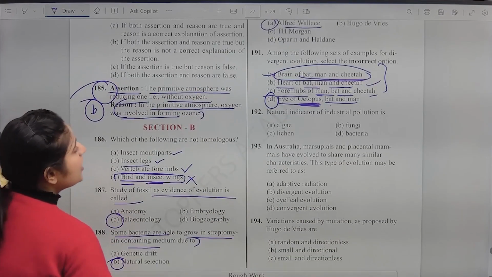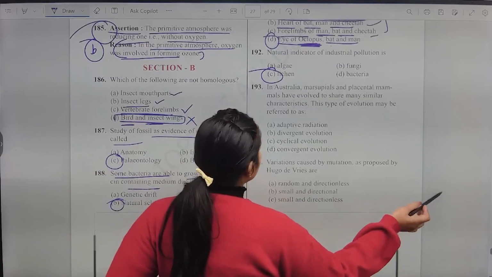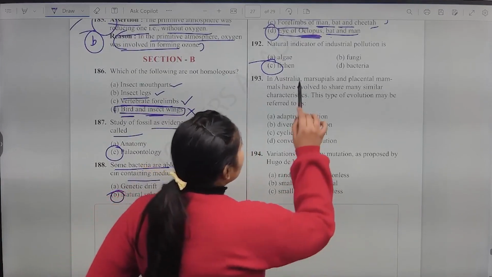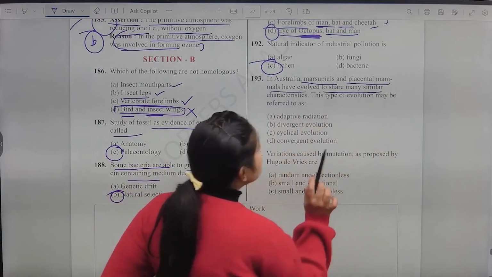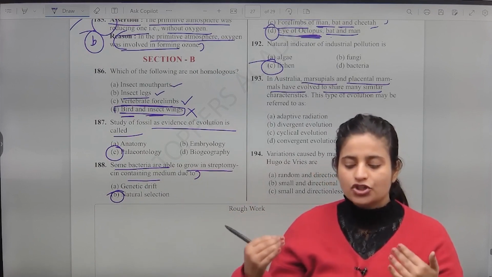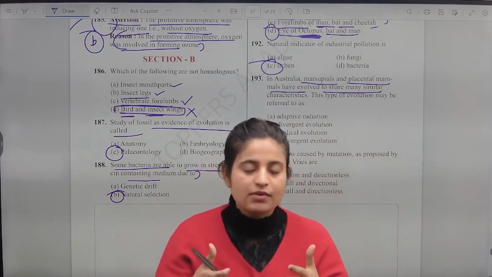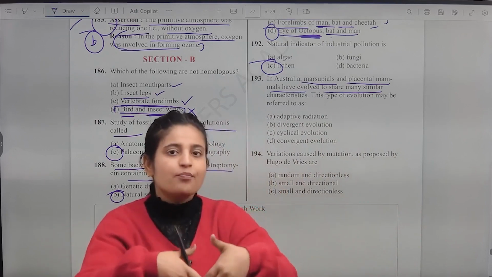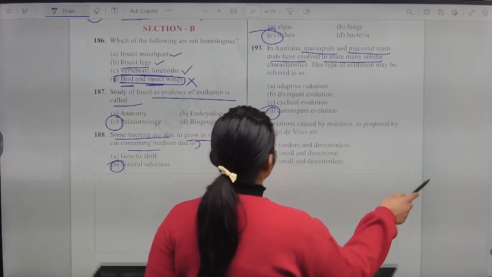Natural indicator of industrial pollution is the lichens. In Australia, marsupials and placental mammals have evolved to share many similar characteristics. See, both had a different evolution at the same period, but when their results come, they are almost similar. So they converge at a particular point. So this evolution is known as convergent evolution.